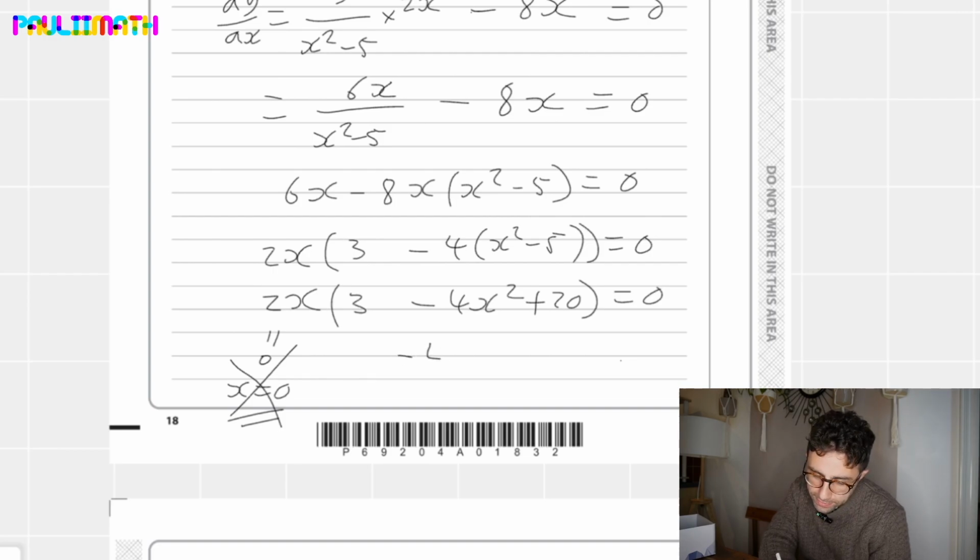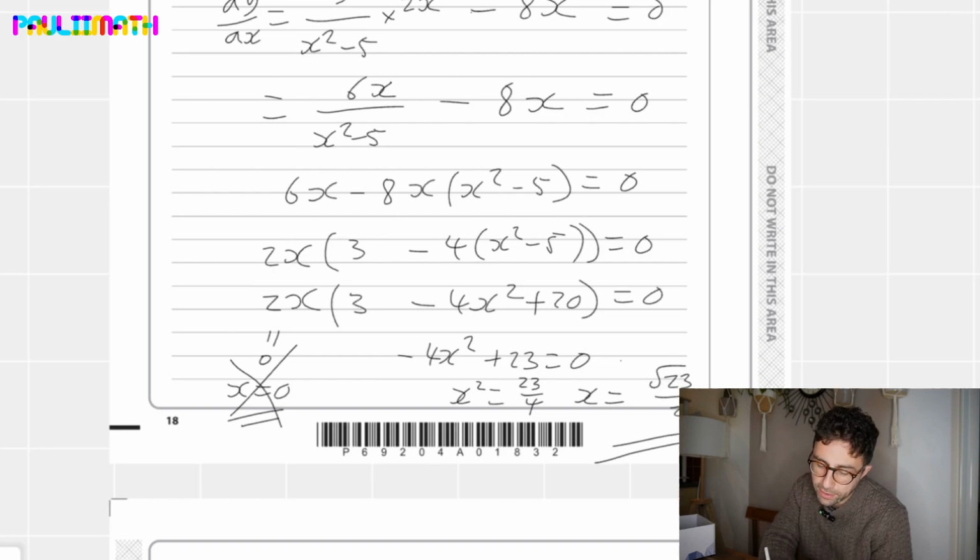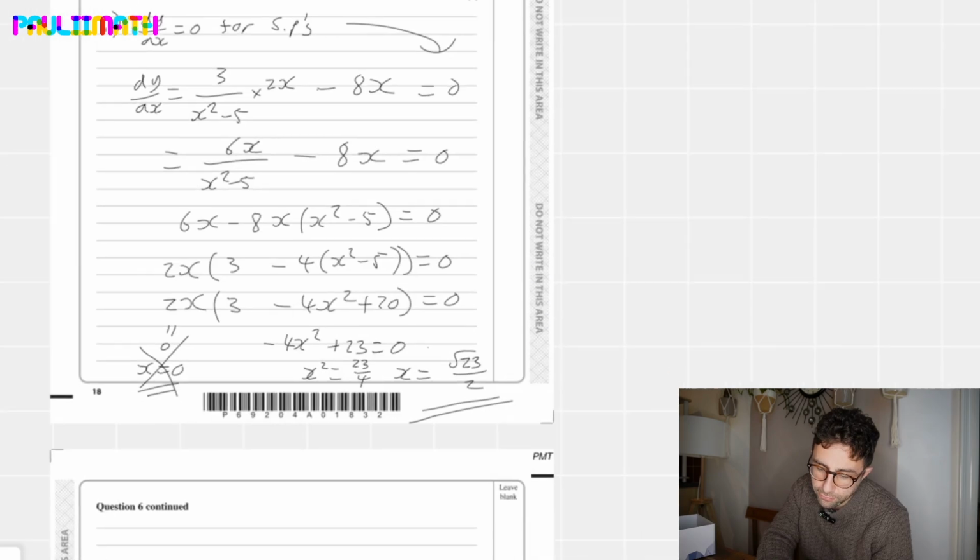So now you've got minus 4x squared plus 23 equals 0. So you do get x squared is 23 over 4. So x equals root 23 over 2. That's better. It wouldn't be the minus one because x has got to be bigger than root 5.